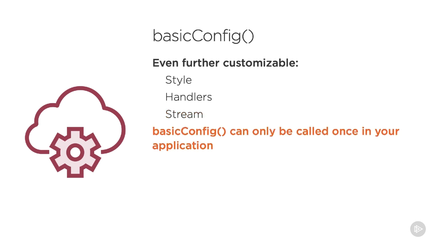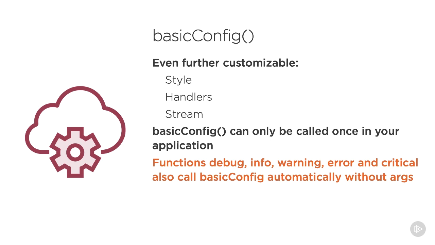But it should be noted that calling basicConfig to configure the root logger works only if the root logger has not been configured before. Basically, this function can only be called once in your application. debug, info, warning, error, and critical also call basicConfig without parameters automatically if it has not been called before. This means that after the first time one of these functions is called, you can no longer configure the root logger because they would have called the basicConfig function internally. And the default setting in basicConfig is to set the logger to write to the console in this format.